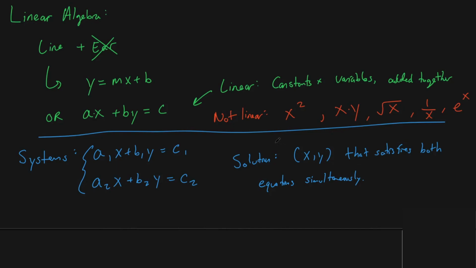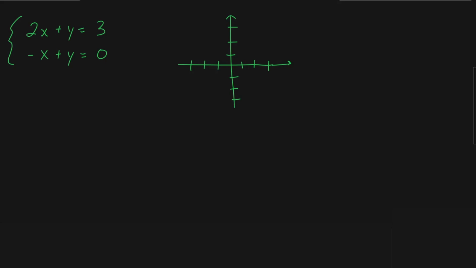Okay, so let's look at an example here. All right, so here we have a system of two equations. Our first equation is 2x plus y equals 3. Our second equation is negative x plus y equals 0.